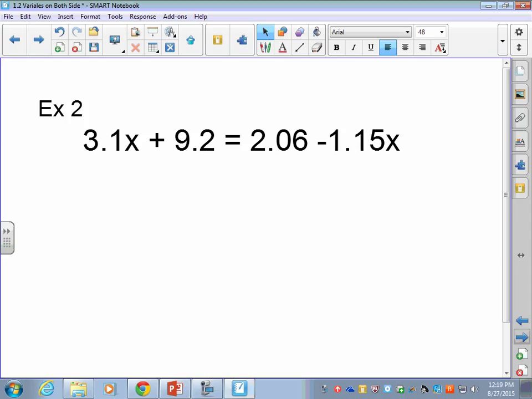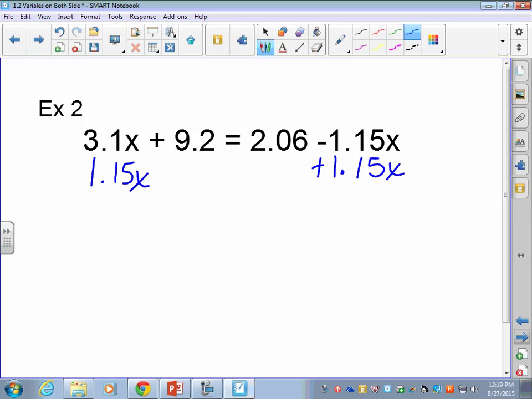The problem is 3.1x plus 9.2 equals 2.06, or 2 and 6/100ths, minus 1.15x. And we're just going to do it like decimals. We're not even going to worry about eliminating the decimal. But we're going to start with the smallest part, smallest variable. Who would that be? 1.15. Yeah, 1.15. Since we have minus, we're going to undo that. So add 1.15x on both sides.